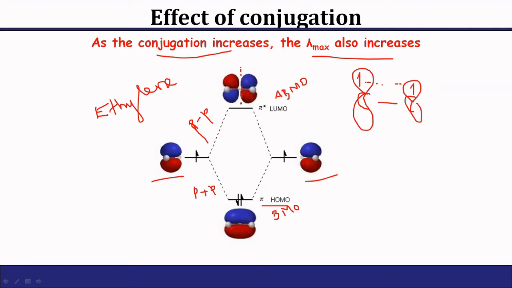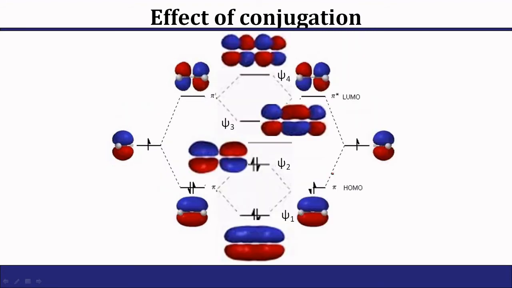So when we irradiate the ethylene molecule by ultraviolet or visible radiation, the transition occurs from bonding molecular orbital to anti-bonding molecular orbital, because the bonding molecular orbital is the HOMO, highest occupied molecular orbital. So the energy required for transition is delta E.